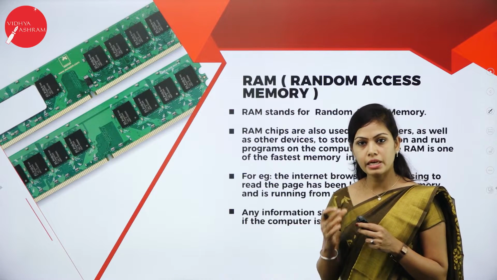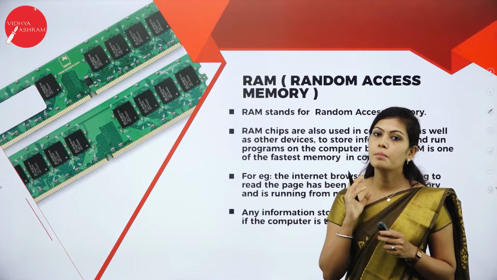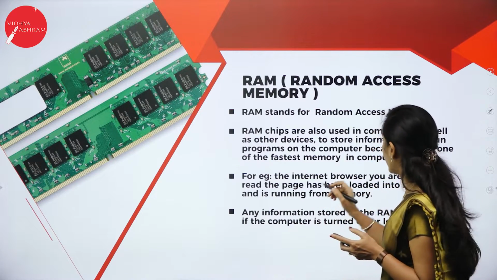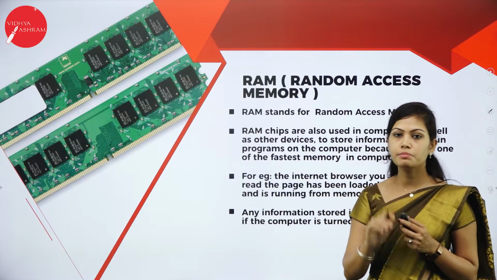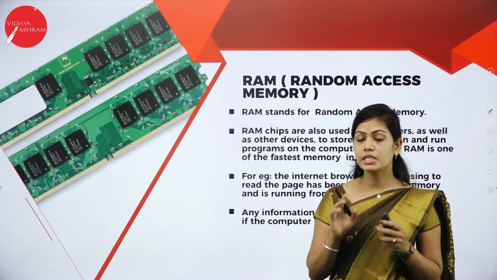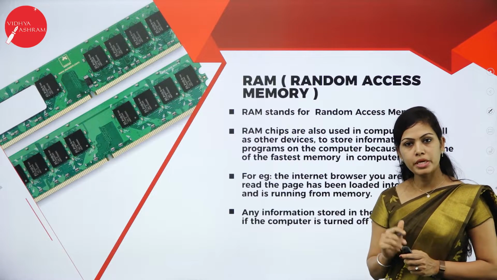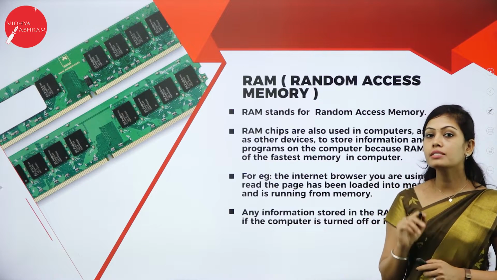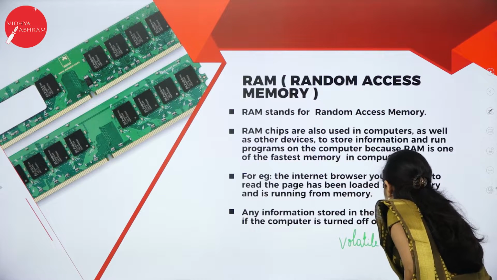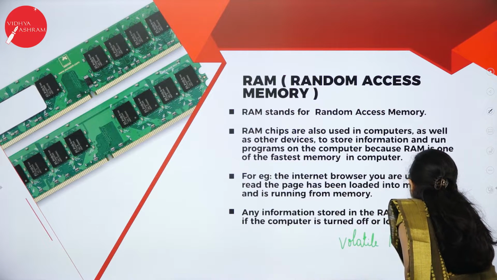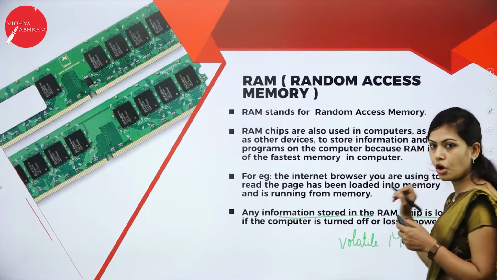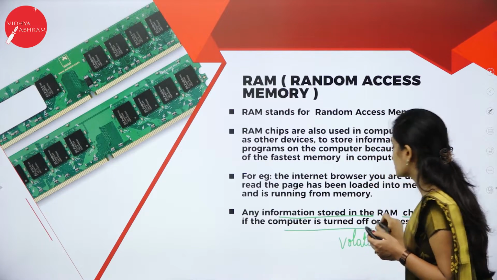RAM chips are also used in computers as well as other devices like mobiles. RAM helps to store information in the computer and run programs because RAM is the fastest memory in the computer. So it is a temporary memory, and RAM is volatile in nature. Why is it volatile memory? Because any information stored in the RAM chip is lost when the computer is turned off.